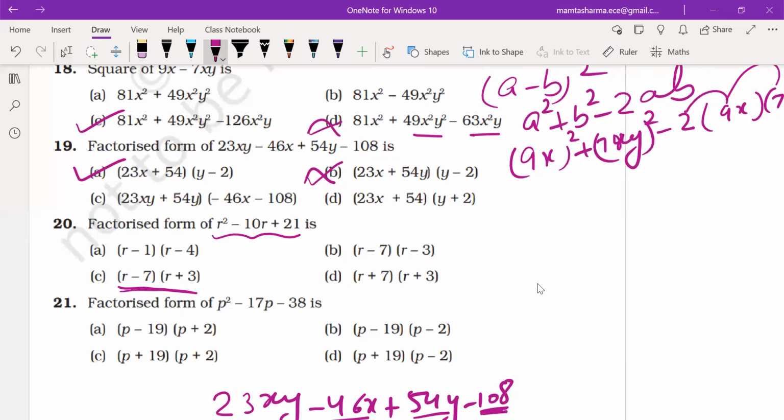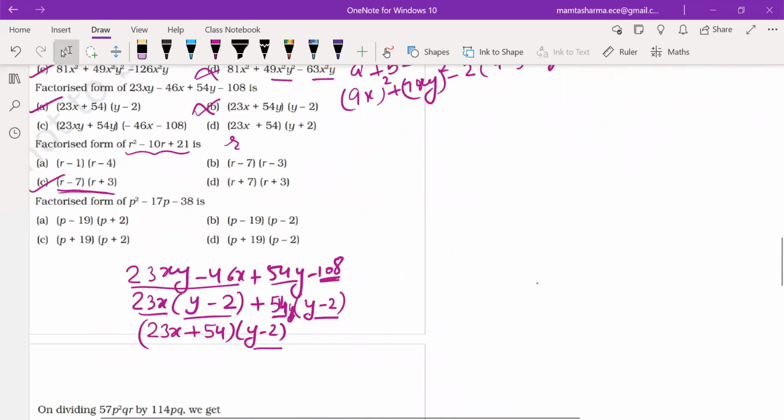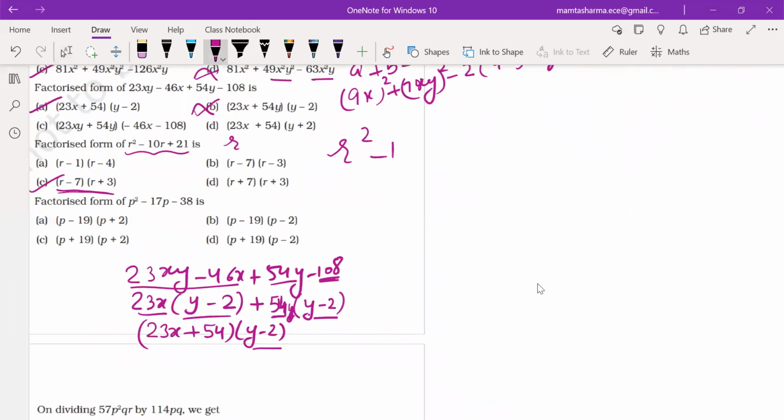Ma'am, I said the C. Okay. R square minus 10R plus 21. Ma'am, correct? Yes, ma'am. R square minus 10R plus 21. Actually, no, ma'am. R minus 7, R minus 3 will come. Yes, I think yes. This is the question only.